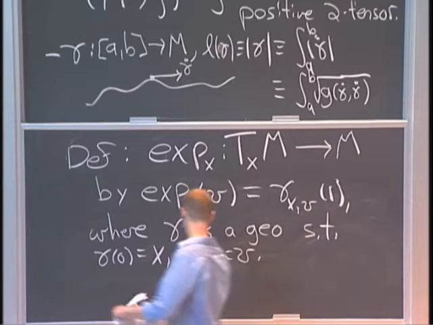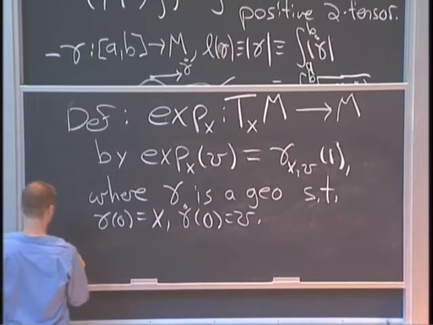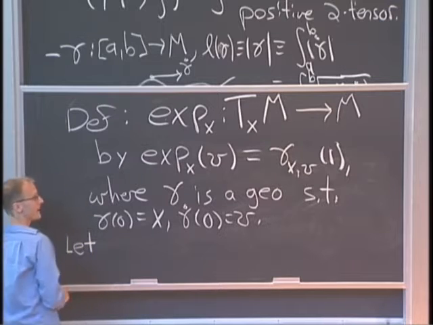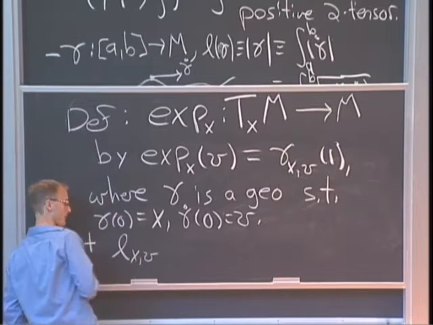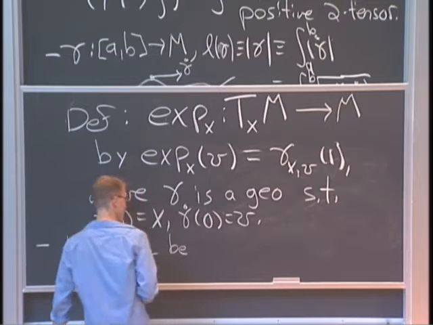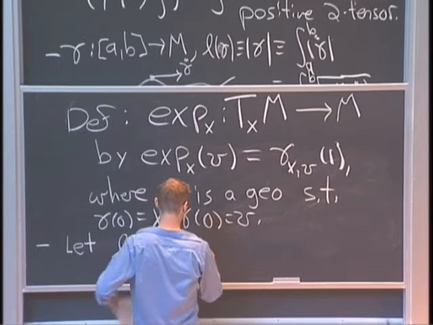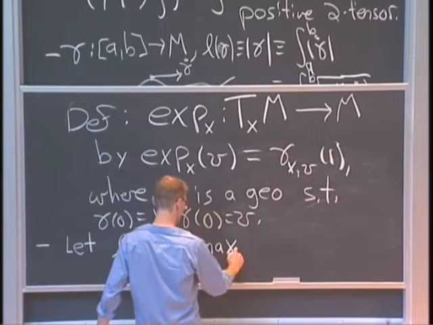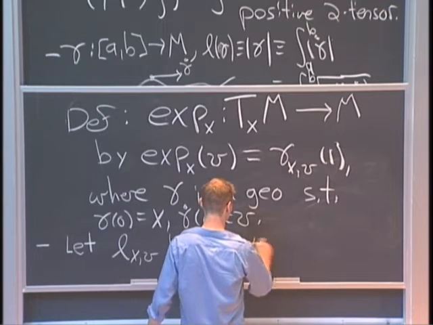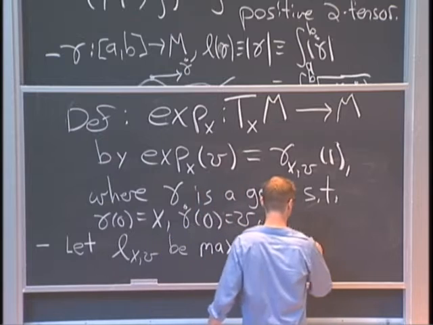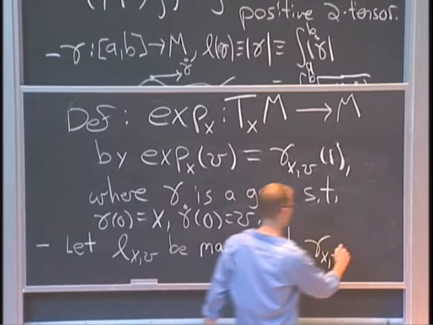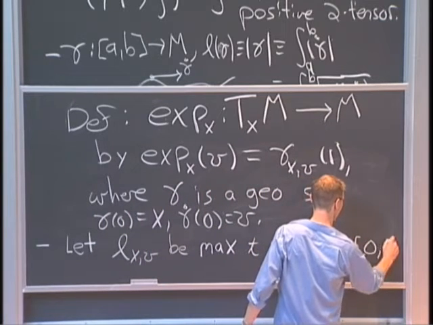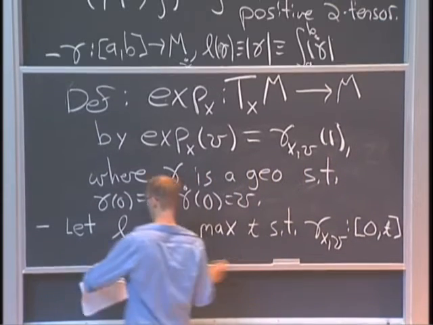Actually, I can start it over here. So given x and v, let L sub xv be the maximum t such that our geodesic starting at x in the direction of v, restricted to 0 to t, is minimizing.